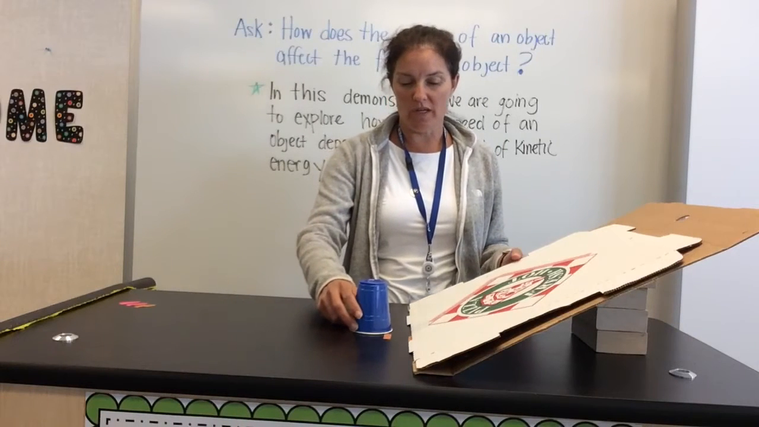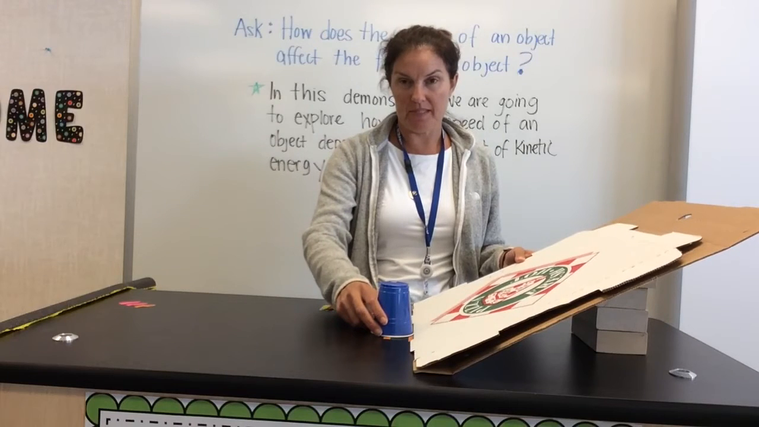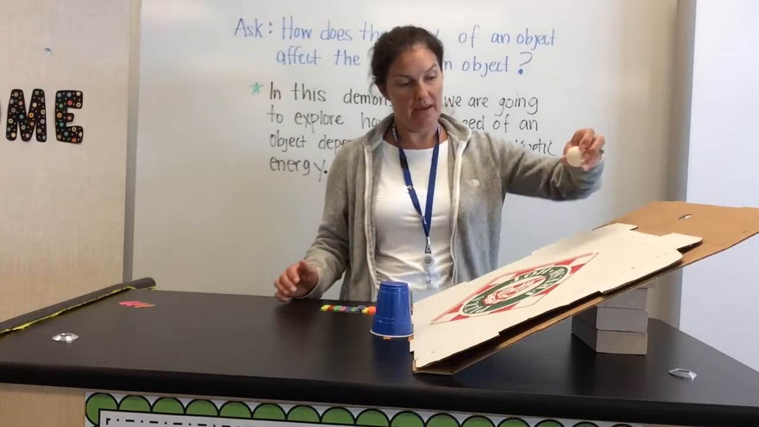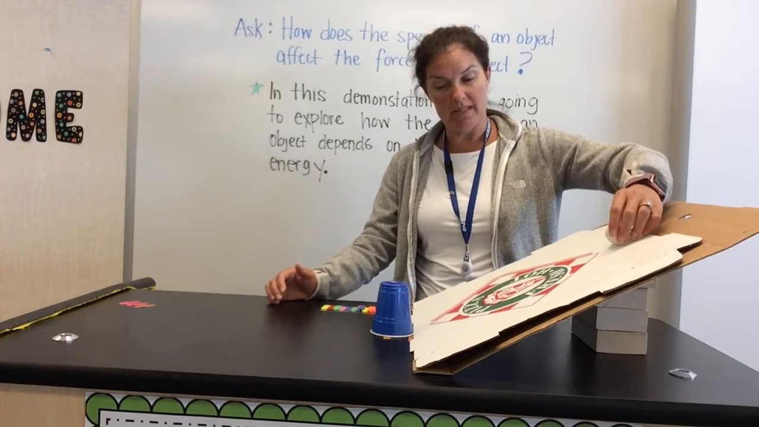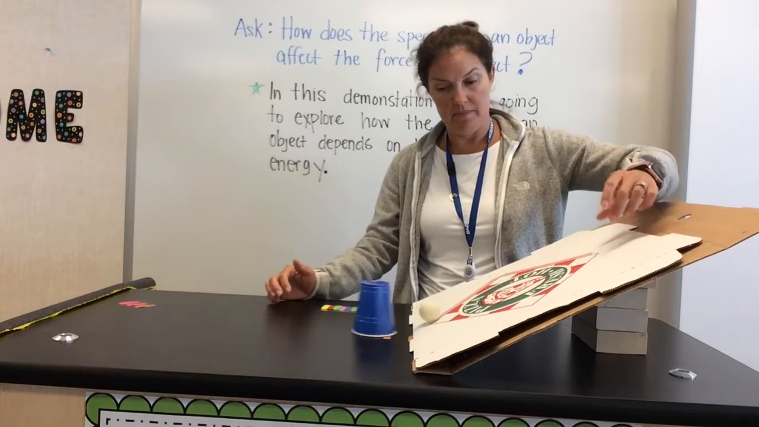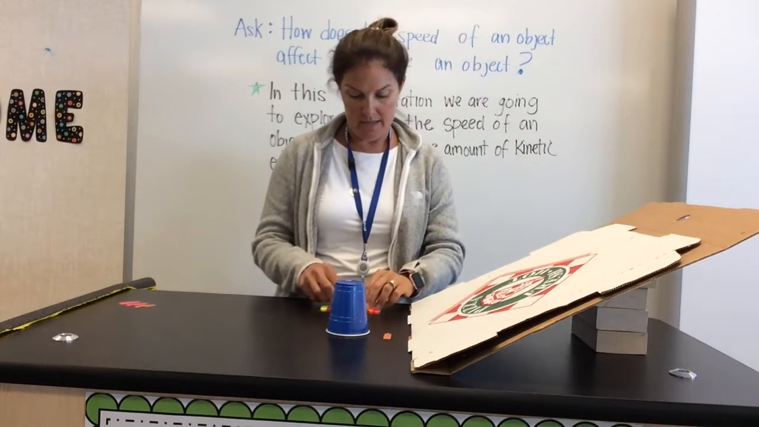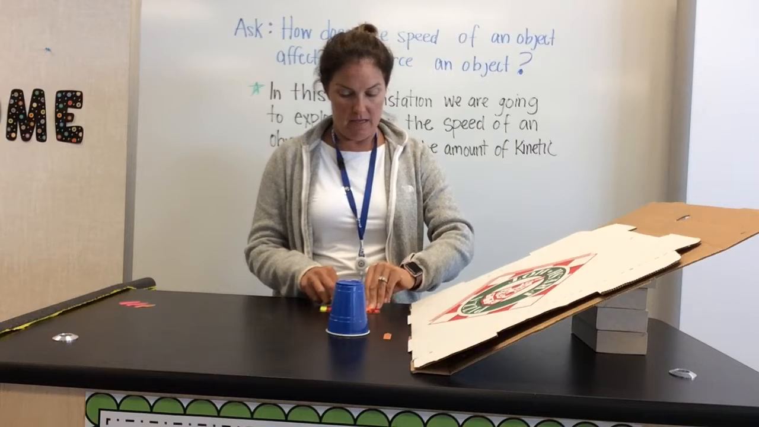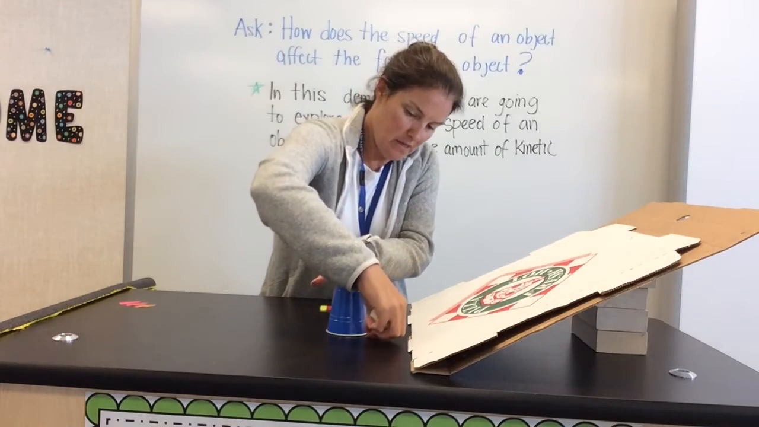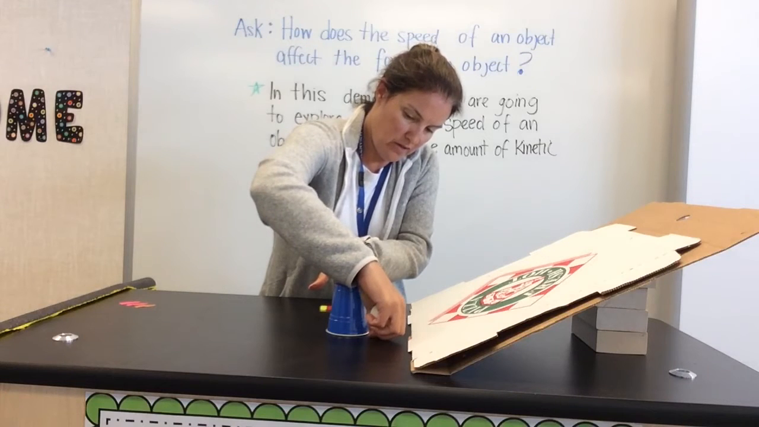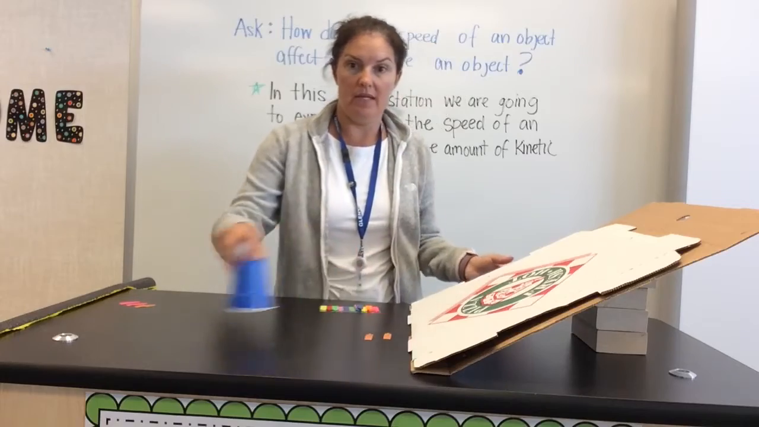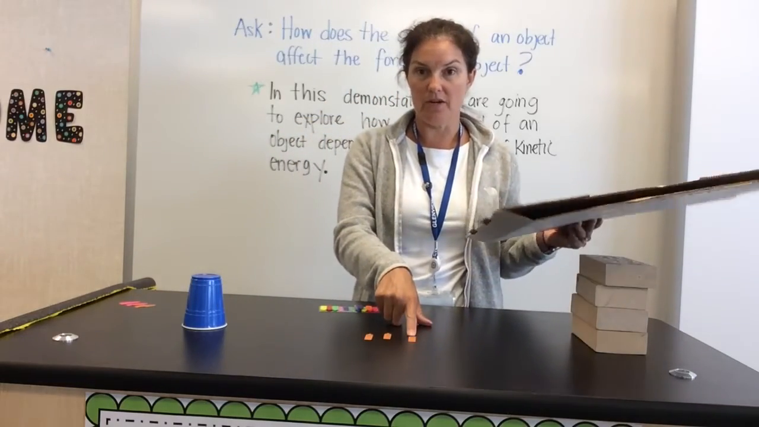Okay, so we're going to go ahead and set up our reset. And now that we have a steeper plane, I'm going to roll my ball down and let's see how far it moves the cup. Okay. And then let's analyze our data. I'm going to put a Post-it down to represent the front of the cup here. All right. Here's where the cup started.